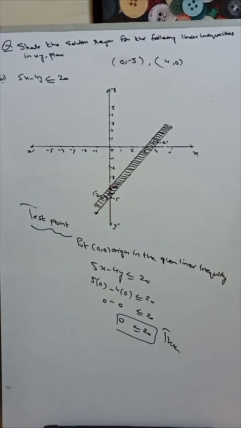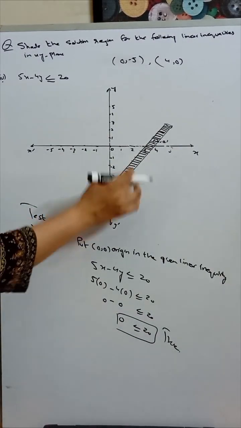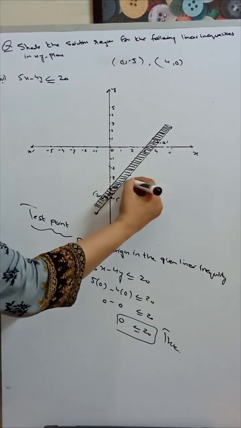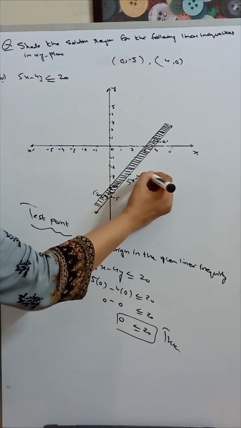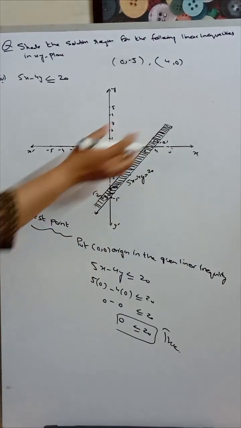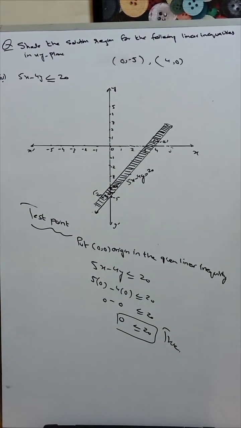Alright, simple as that. And this line is called 5x minus 4y equals 20. I hope it's clear.